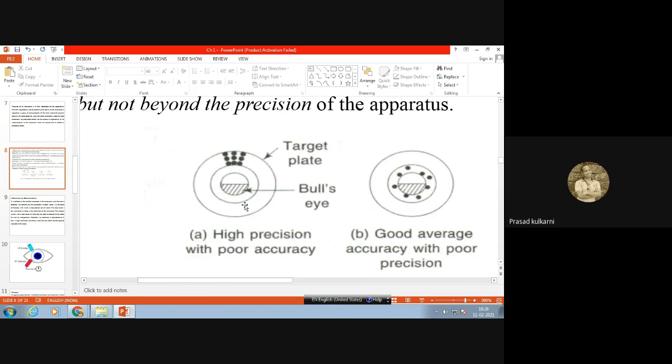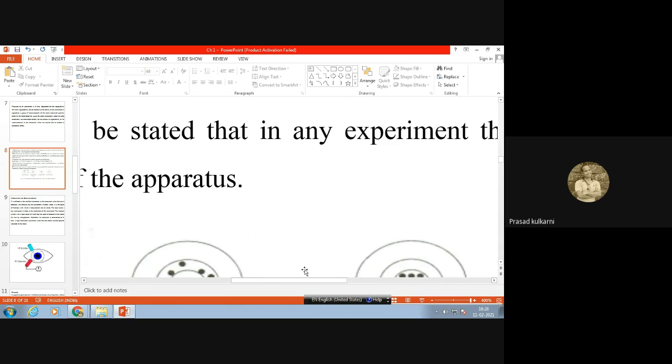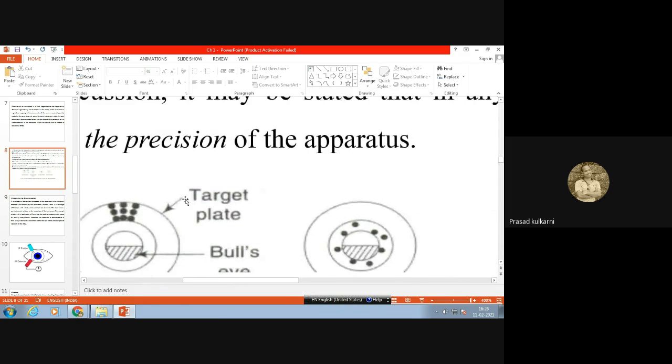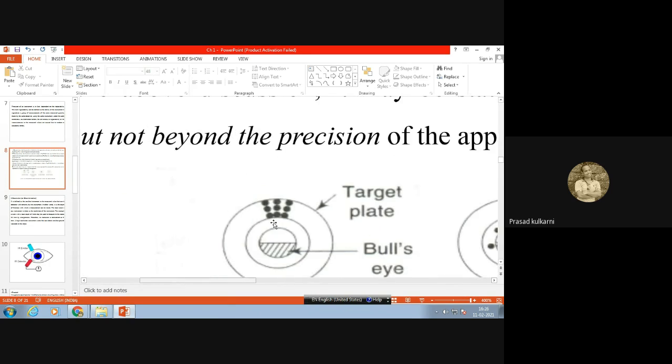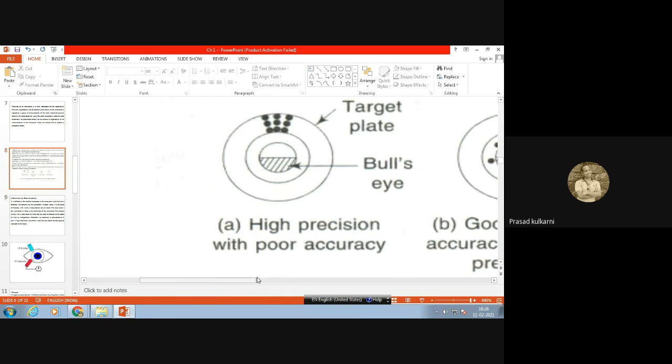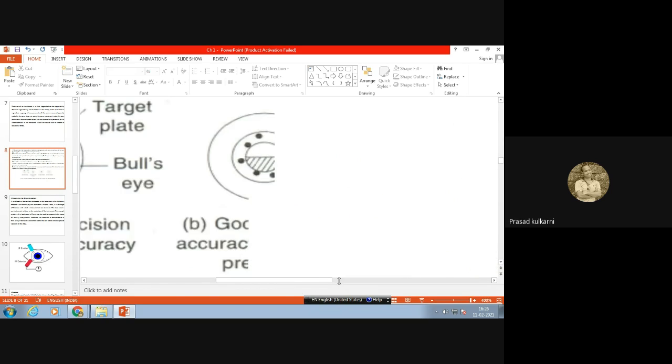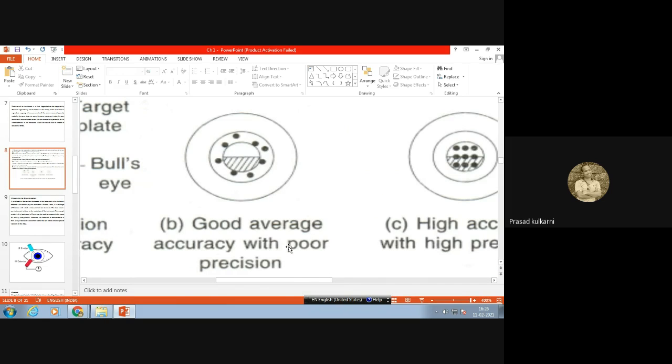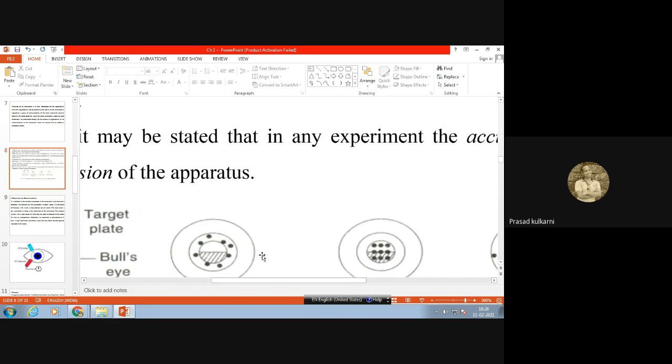But here you can see precision is high, but accuracy is poor. What has happened in this diagram? You can see over here. This is the target plate, and here we have hit, here we have hit, here the bullet is hit. And what has happened? The repeatability in the accuracy is maintained. So that is good precision but poor accuracy. And here you can say the precision is poor but accuracy is good, in diagram B. Now let us see the next case.